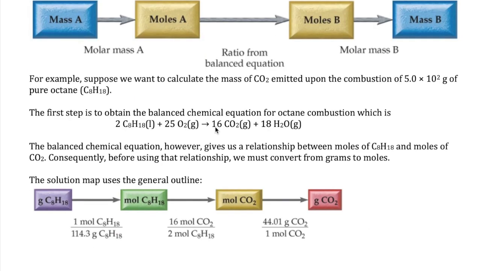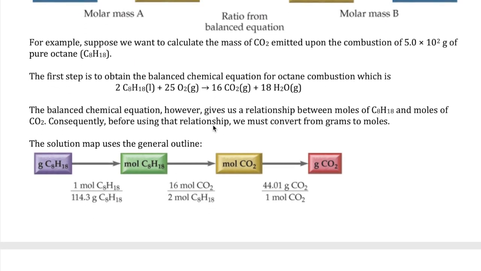So here's an example. Let's say we're asked to calculate the mass of CO2 produced by the combustion of 5.0 times 10 to the second grams, or 500 grams, of octane, which has a formula of C8H18. Now, octane is a component of gasoline that we use in our cars. So this problem is a practical one if you're concerned about the amount of CO2, which is a greenhouse gas, that's emitted by cars that use gasoline.